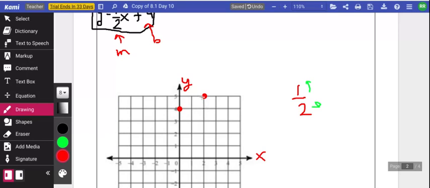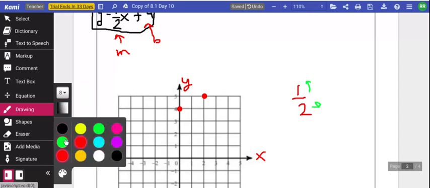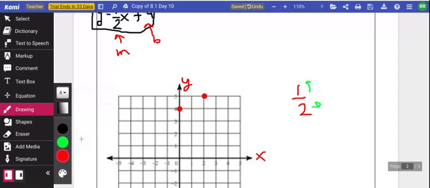Now, if I try to do that again, I'm obviously going to be off the grid. And so let's change the direction that we move. Let's instead, instead of going up, we go down. And instead of going right, we go left.